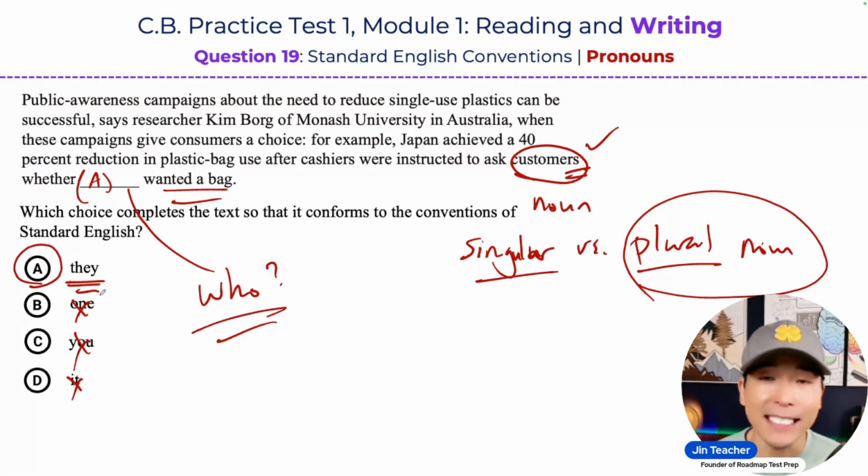If you need to reread the sentence, do so, but you want to try to understand the context. If you get a little bit of practice with it, every single person can do this, and this will make your life so much easier when you're solving pronoun questions.